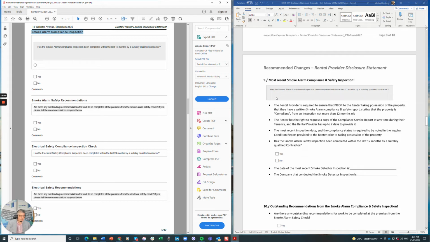spacing. Rental provider is required to ensure that prior to the renter taking possession of the property, that they have a written smoke alarm compliance and safety report stating that the property is compliant from an inspection not more than 12 months old. The renter has the right to request a copy of the compliance service report at any time during their tenancy, and the rental provider has up to 7 days to provide it. The most recent inspection date and the compliance status is required to be noted in the ingoing condition report provided to the renter prior to taking possession of the property. Has the smoke alarm safety inspection been completed within the last 12 months by a suitably qualified contractor, yes or no? So that's what you've got inside of there.